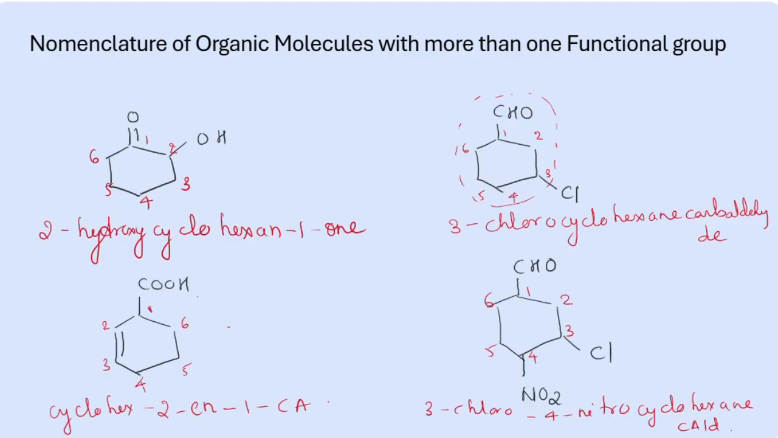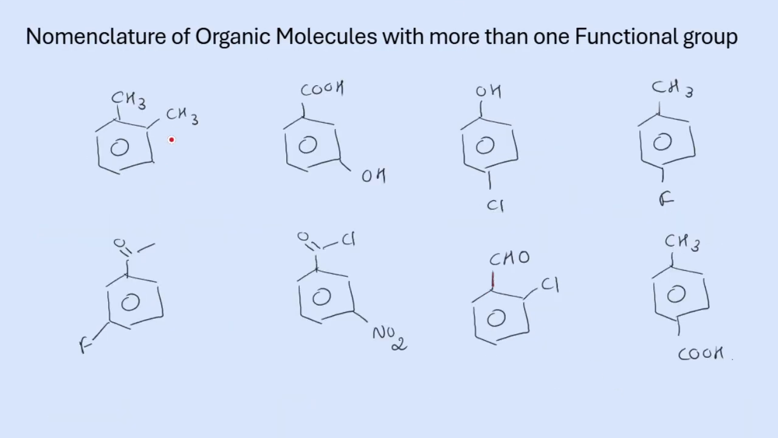Let's see some aromatic molecules with more than one functional group. For aromatic molecules, we have a different kind of prefix. These are commonly used in the trivial names. It's called ortho, meta, and para. Ortho positions are the ones which are next to the ipso carbon. So let's assume there is a substituent, that attached carbon is called the ipso carbon. Next to that we have ortho, next to that is meta, and then we have one para position.